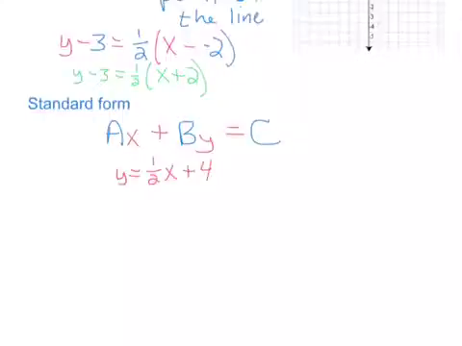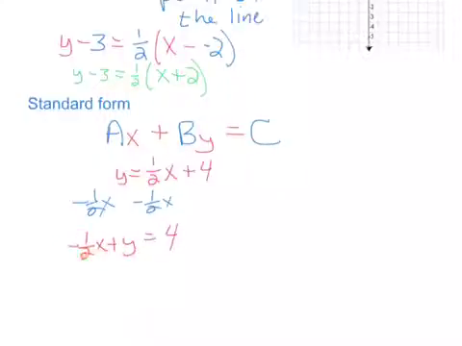So in this case, I need to subtract 1/2 x from both sides of the equation. And let's rewrite what we have now. So now we have minus 1/2 x plus y is equal to 4. And now we need to get rid of the fractions, because remember, we want only integers for a, b, and c.